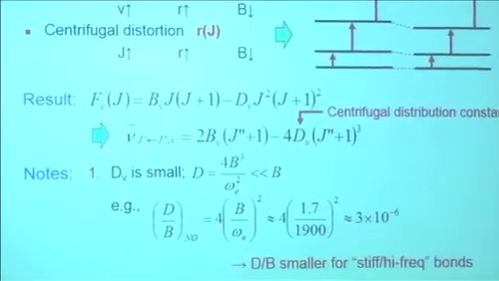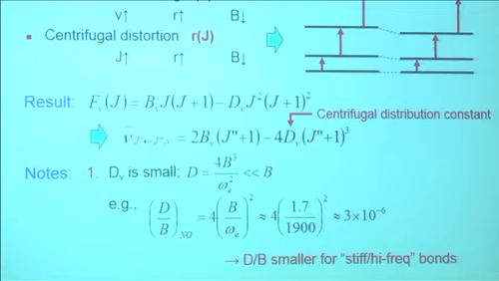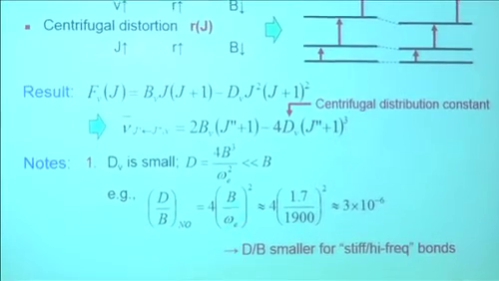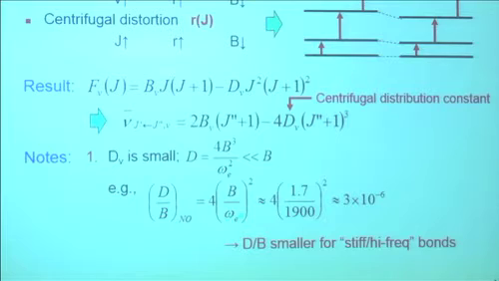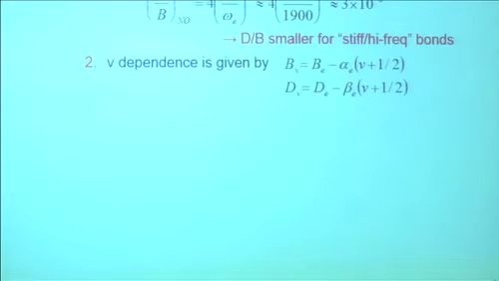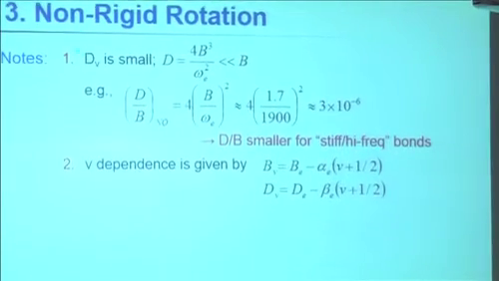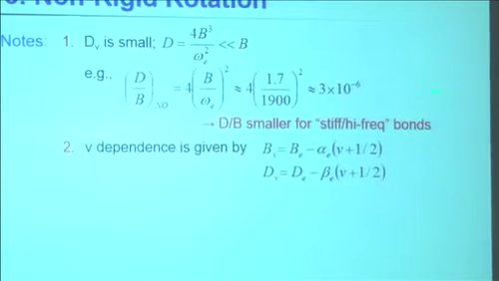But anyway, D is small. And now this is an interesting one. You can show that this D over B is kind of related to B over omega. Omega is going to turn out to be the vibrational frequency. So you can kind of look at the ratio of this and decide how big of a problem this is. So D over B is related to B over omega. So this is high frequency. So when you have high frequency bonds, which means a stiff bond, this becomes less of an effect. So there's some rules of thumb here. Okay, D is small, yes. Smaller for high frequency bonds, yes.